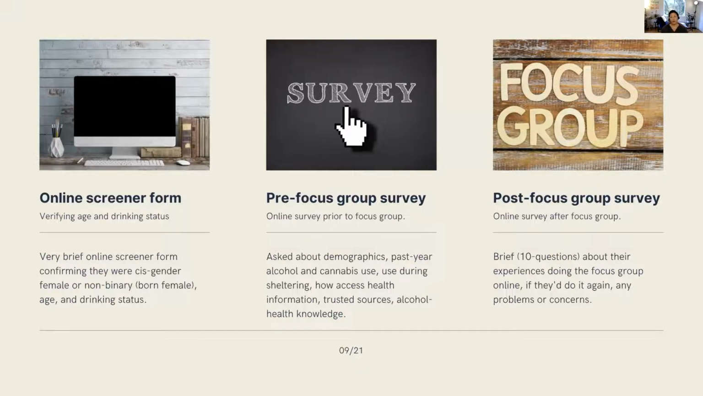The post-focus group survey was really because we had never conducted online focus groups before, and also because it's not quite as done in the literature, and we wanted some information for understanding how this methodology worked. So that was the purpose of the post-focus group survey.